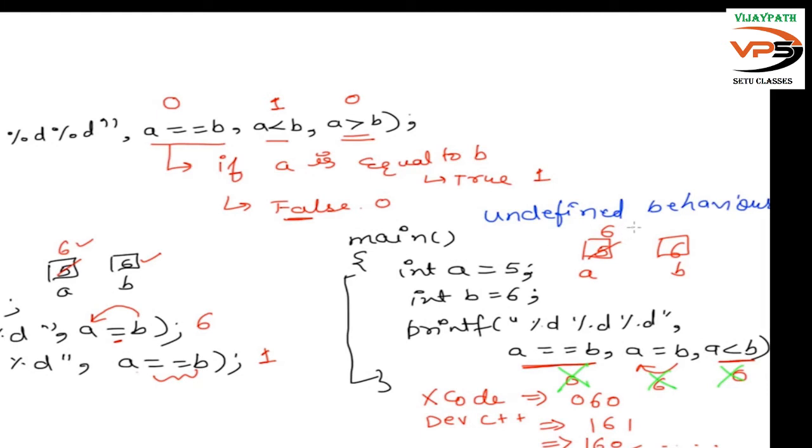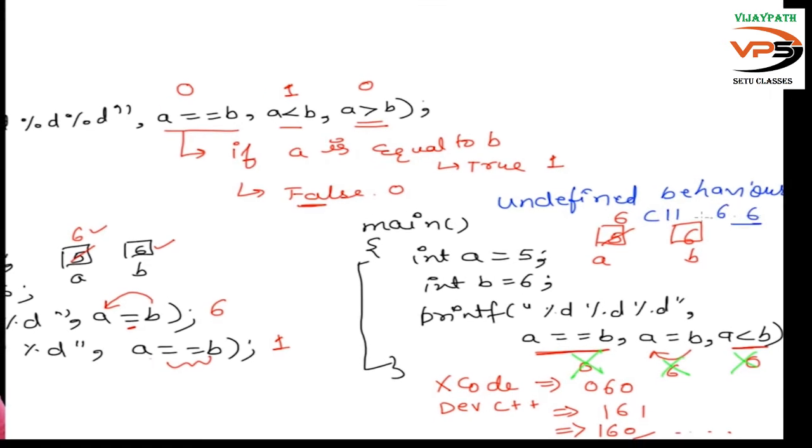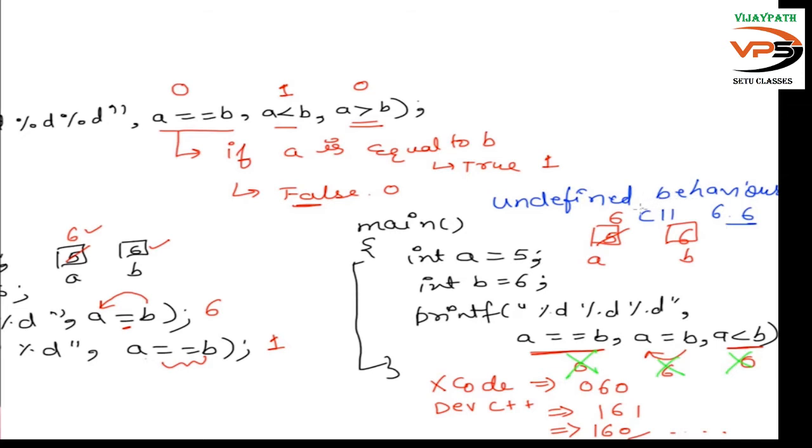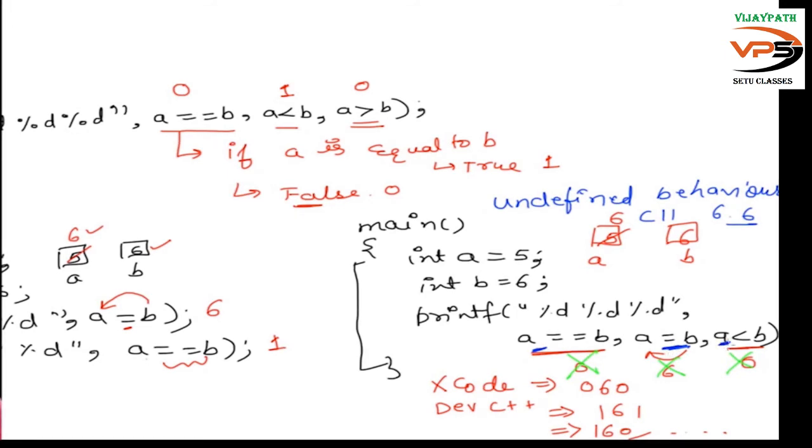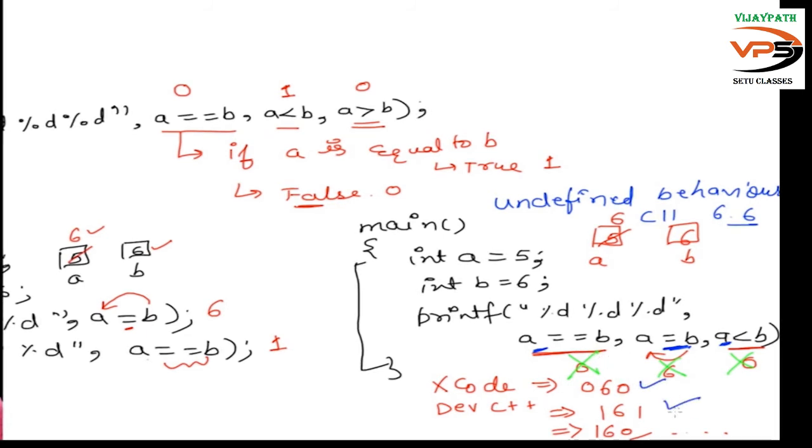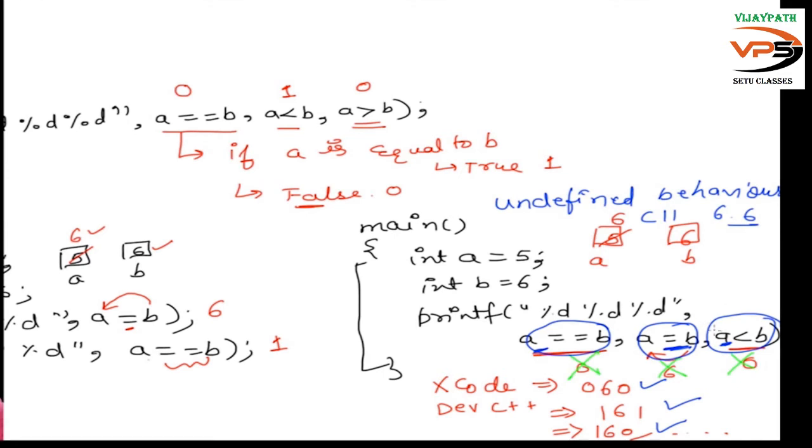And if you check the C11 standard chapter 6.6, you can read about this undefined behavior. This undefined behavior says that whenever, in a single statement, for example in this program, I am changing the value of the variable a and also utilizing it in the same statement, the execution of the statement does not guarantee that I am going to get this expected output. Why? Because any one of these three statements may be executed first.